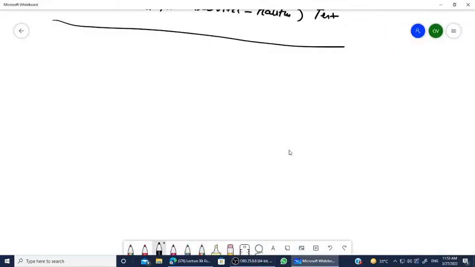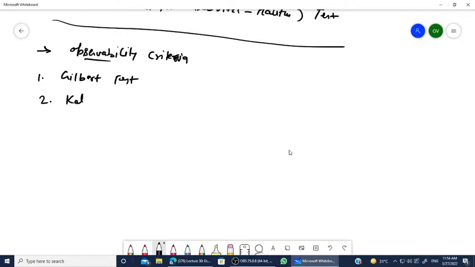Hello everyone. In this video, we will try to learn about the different observability criteria, and we will focus on the first test of the observability criteria. In the criteria, the first one is the Gilbert test for the observability. Second one is the Kalman test, and third one is the factor cancellation test, and fourth one is the PBH Popov-Belevitch-Hautus test.